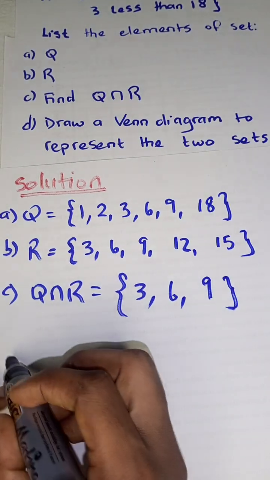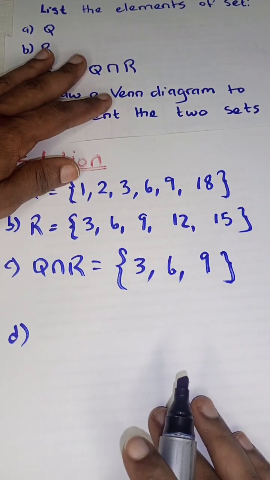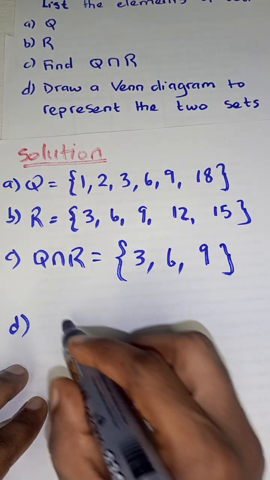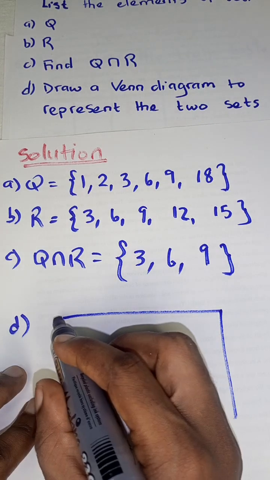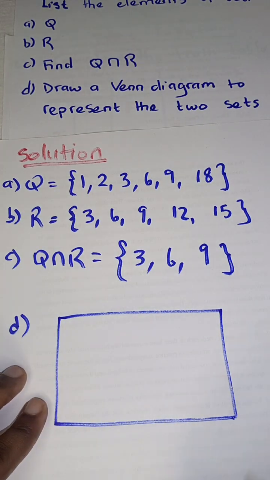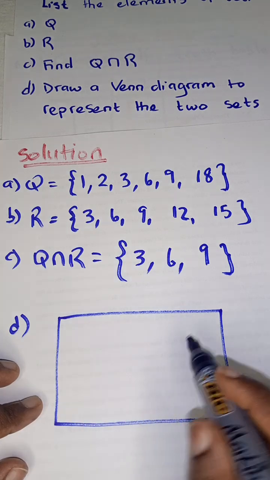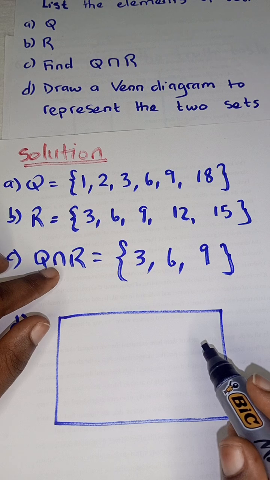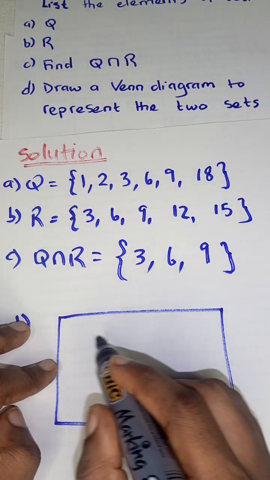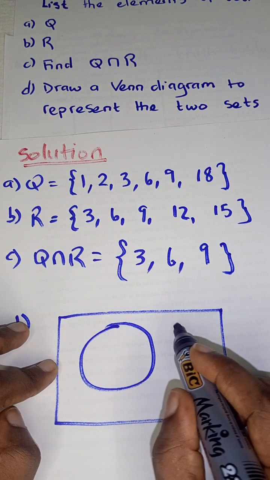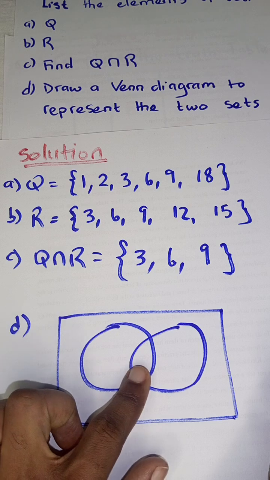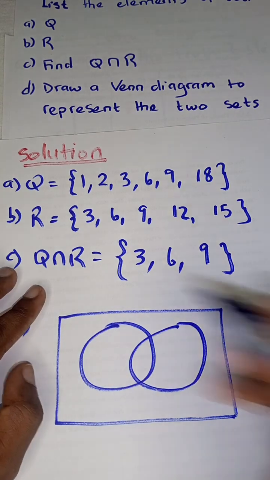And the last part of the question was to draw a Venn diagram. For a Venn diagram, first of all we put the sets inside a rectangular box. Then we represent both sets using circles. Since we have some elements which are common to both sets, the two circles are going to overlap because there is an intersection. This area here represents the intersection.